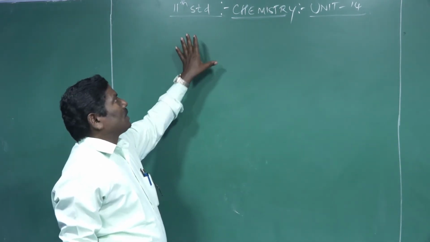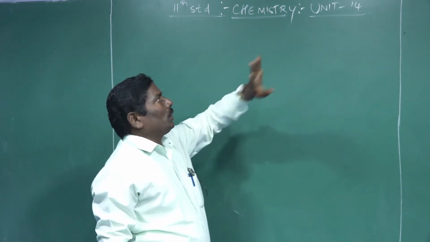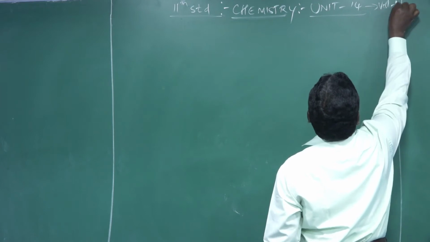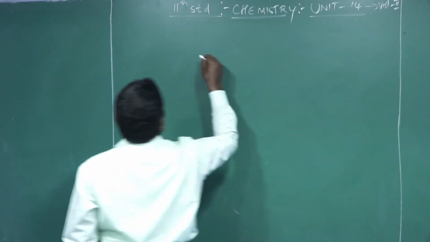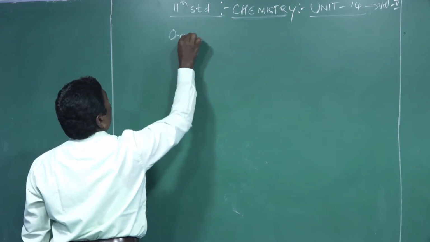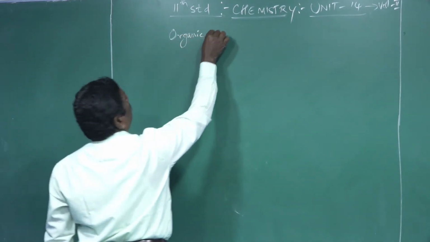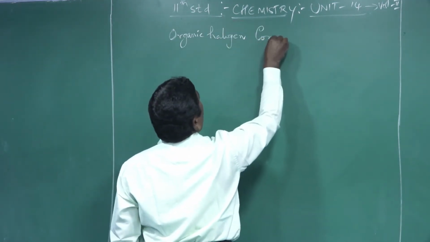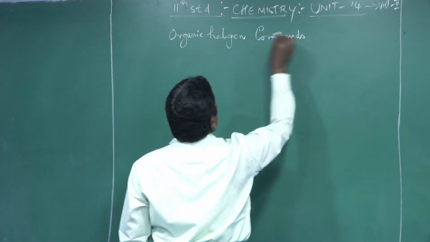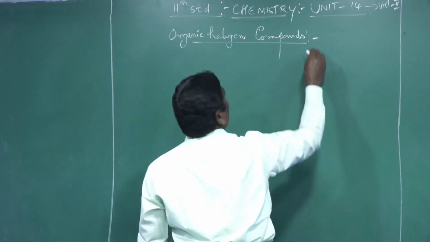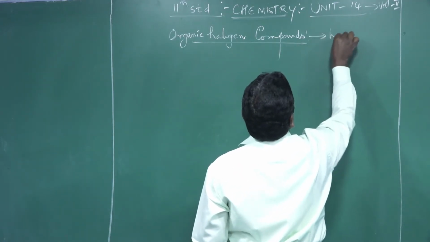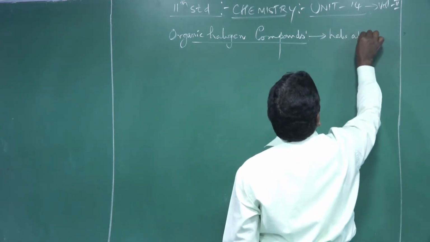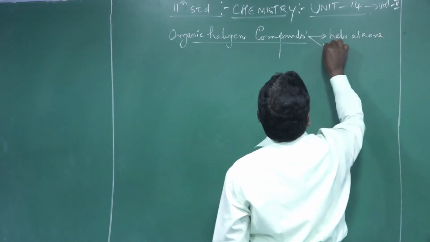11th standard chemistry, unit 14, in volume 2. That is organic halogen compounds, namely halogens, haloalkanes, and haloarenes.